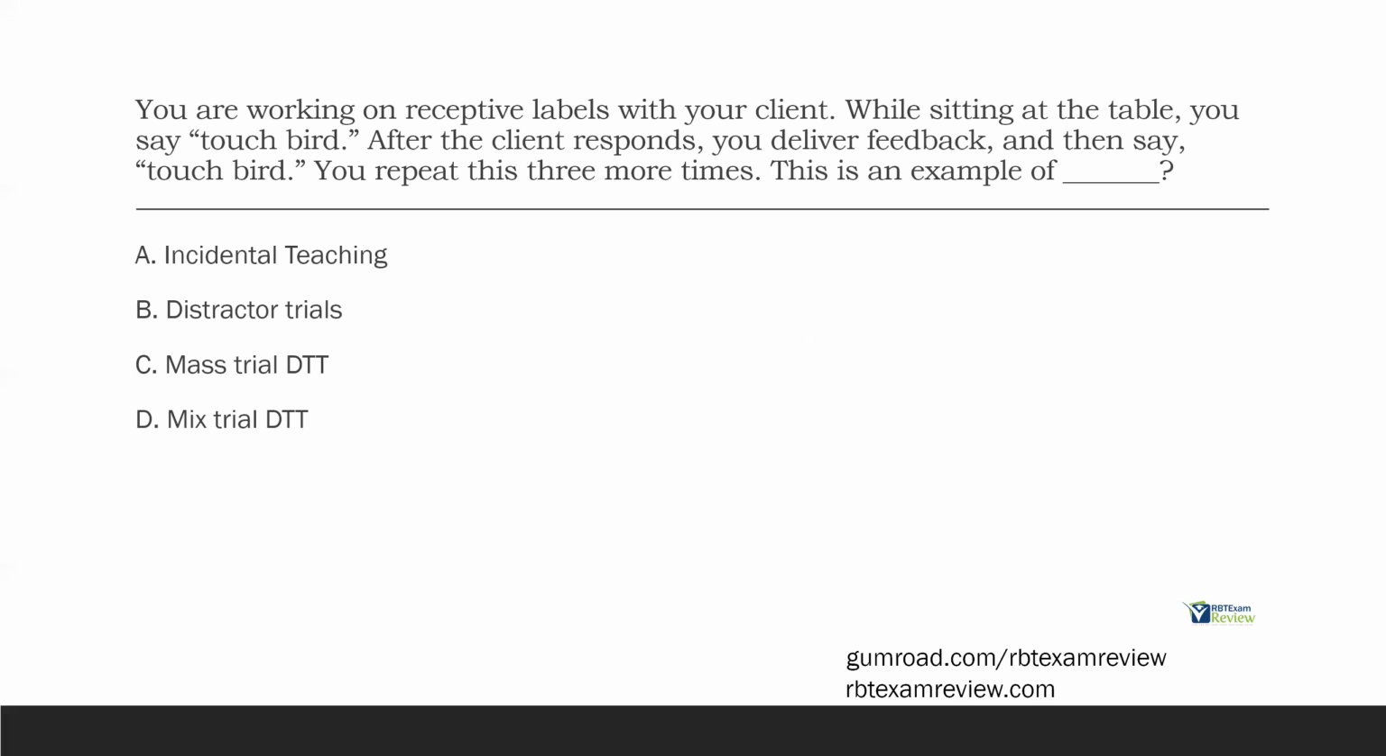What about mixed trial? Mixed trial is the opposite, right? That would be interspersing different SDs into your DTT. So you might say touch bird, touch cat, touch frog. That would be mixed trial. But in this case, we're doing the same trial, the same SD over and over. Therefore, we are doing mass trial DTT.